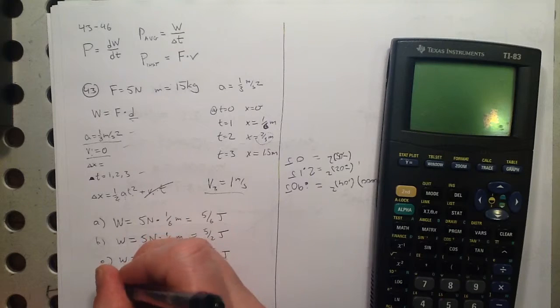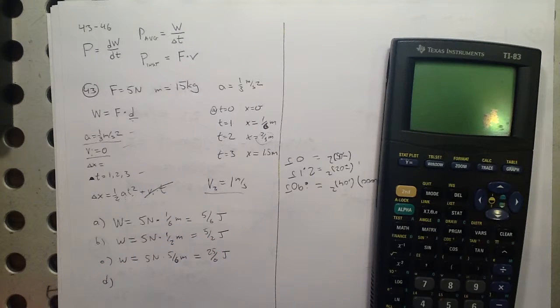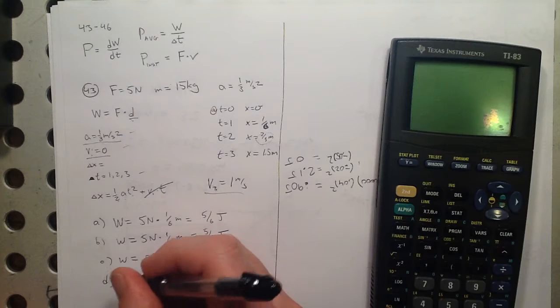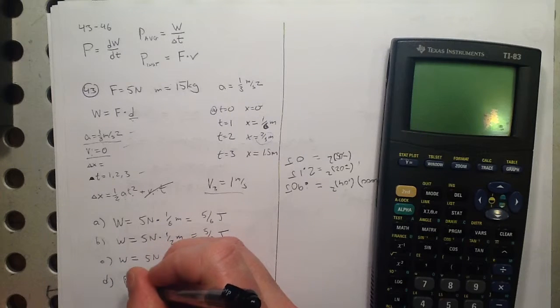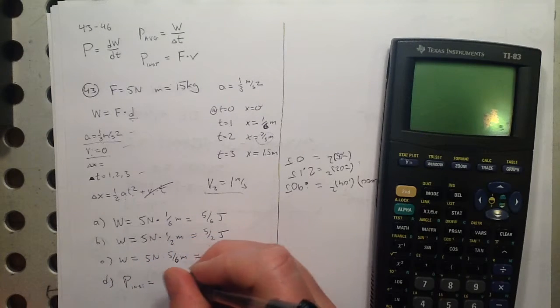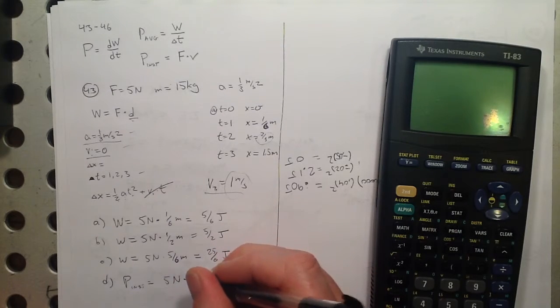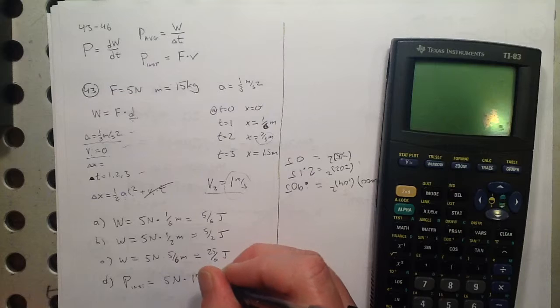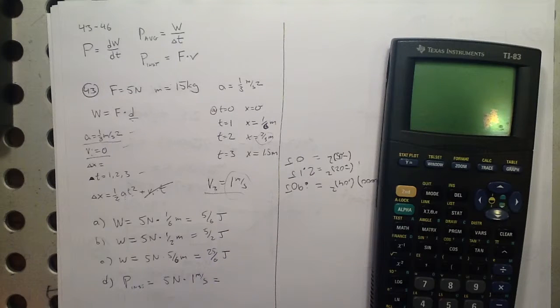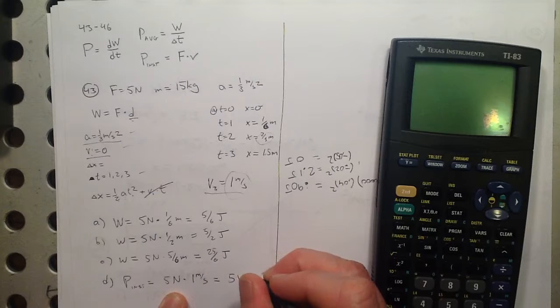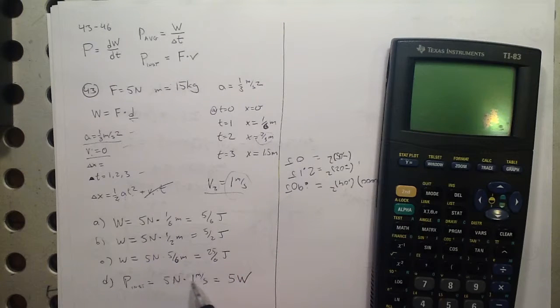And then part D, we want to know what's the instantaneous power. Instantaneous power is force times velocity. And the velocity at time 3 is equal to 1. So that's going to be 5 watts. Notice that this is joules per second, right? That's a watt.